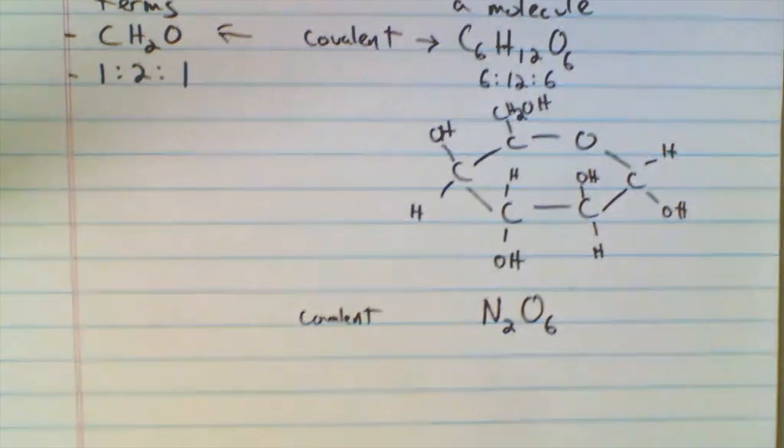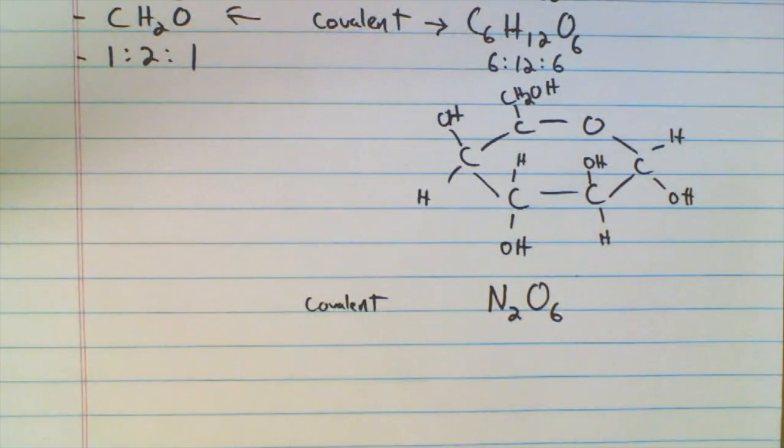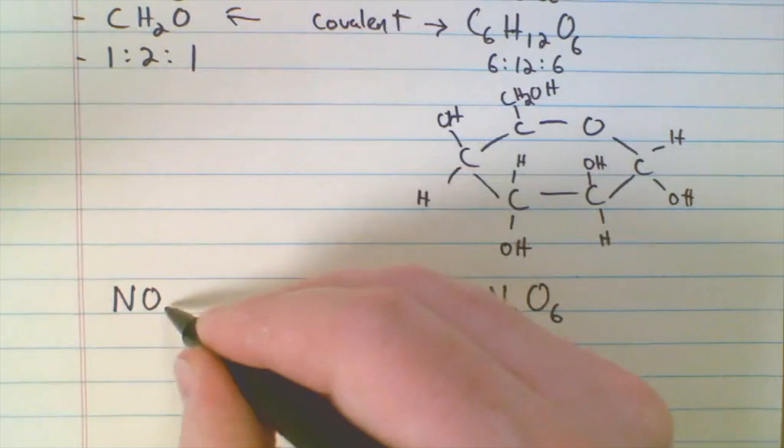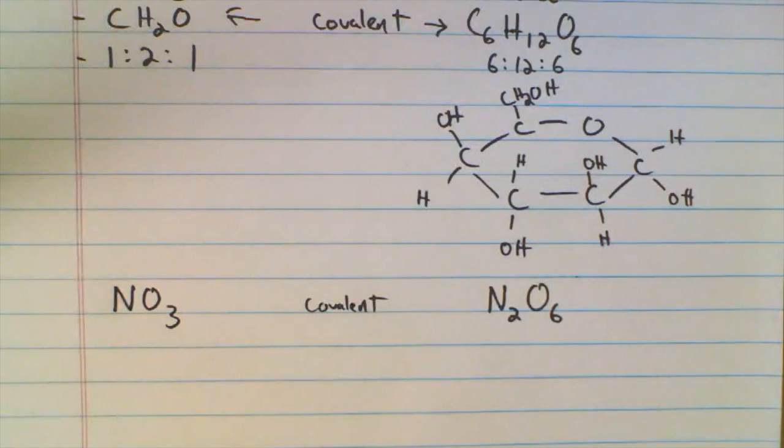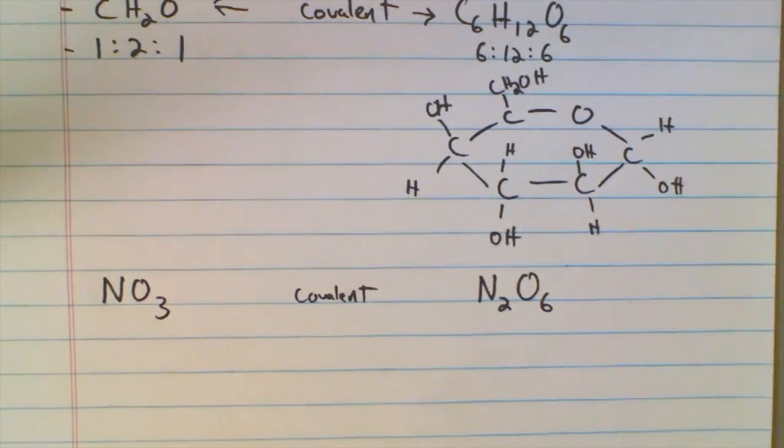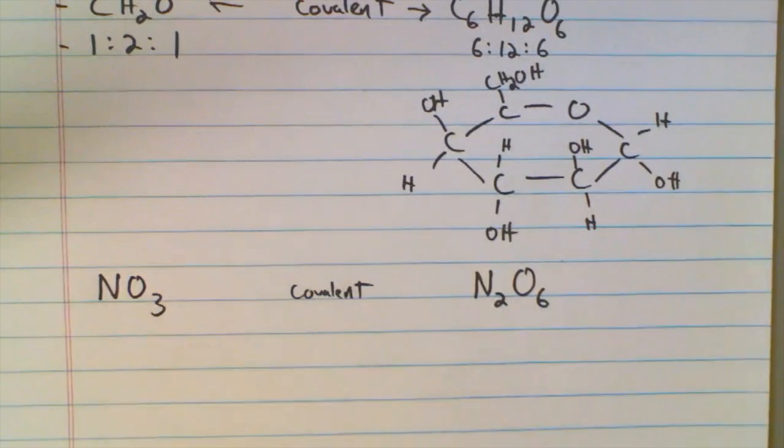What would its empirical formula be? NO3. So it'd be nitrogen trioxide. So that's covalent. Covalent compounds can have both empirical and molecular formulas.